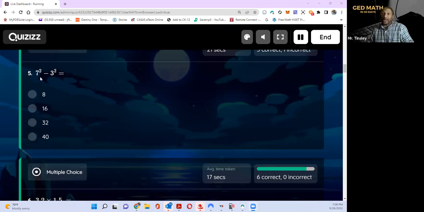7 squared is 49. 3 squared is 9. So 49 minus 9, you should have got 40. Most of everybody got this one right. So that was good.